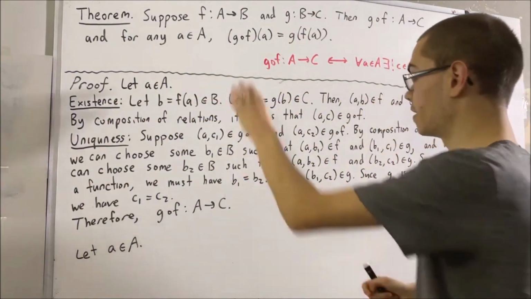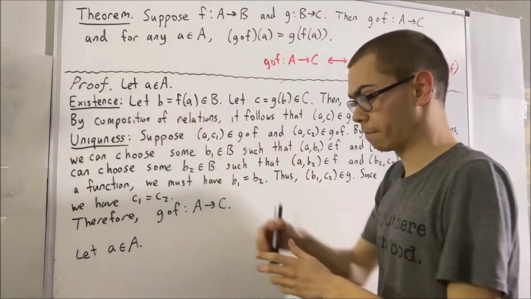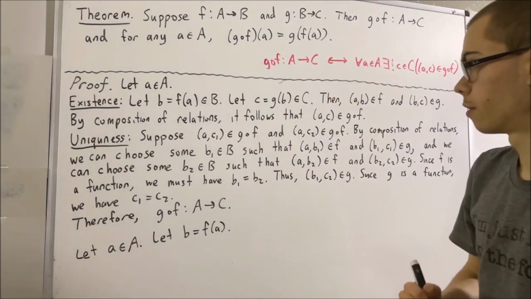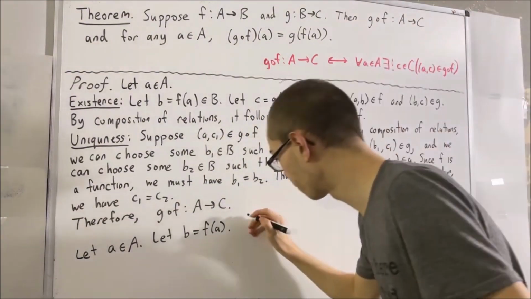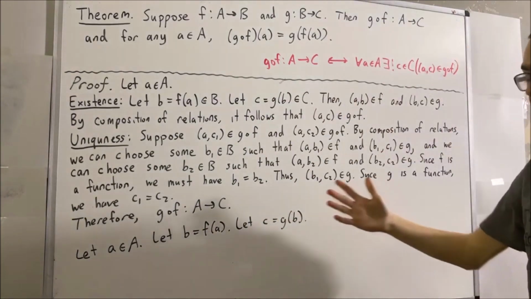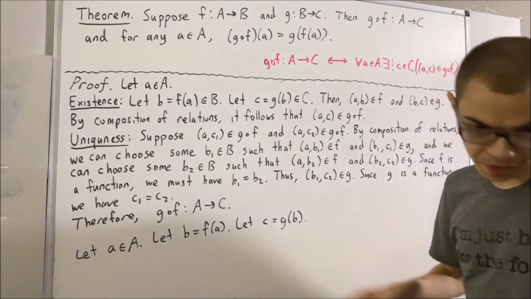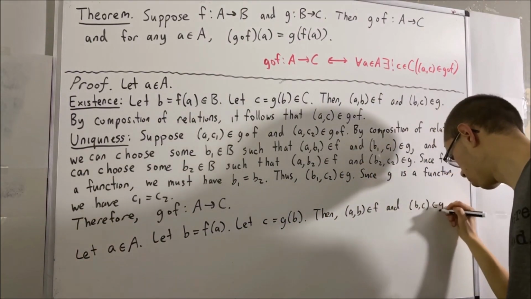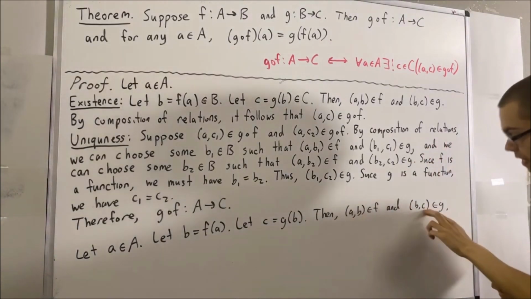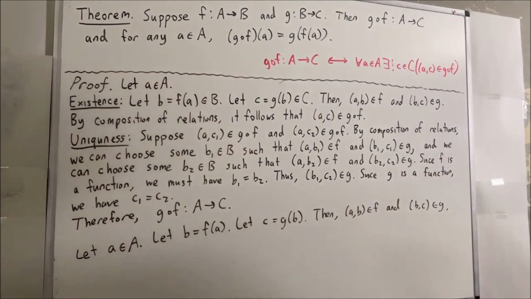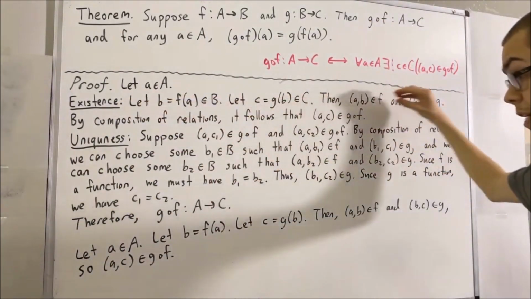So really, because f is a function from A to B, we could let b equal f of a. Right? And just like what we did here, we could let c equal g of b. And as before, (a, b) is an element of f, (b, c) is an element of g. So by definition of composition of relations, (a, c) is an element of g compose f. This is exactly what we did in the existence portion right here.